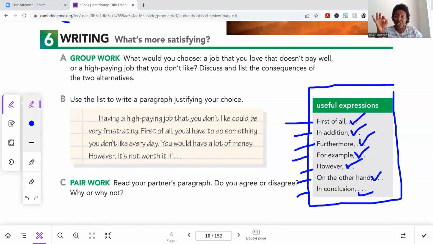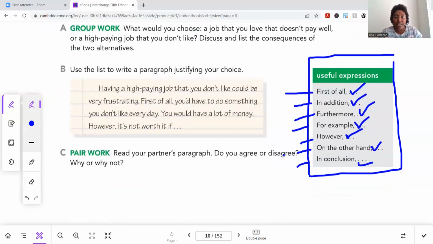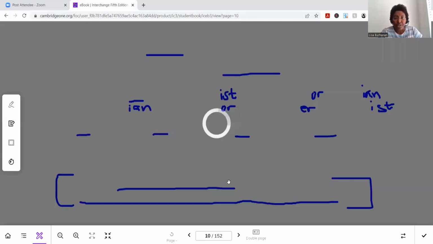So having these cues throughout your description or whatever it is you're talking about, in this case, your job or position or potential job, is very helpful. Let's move on to the next.